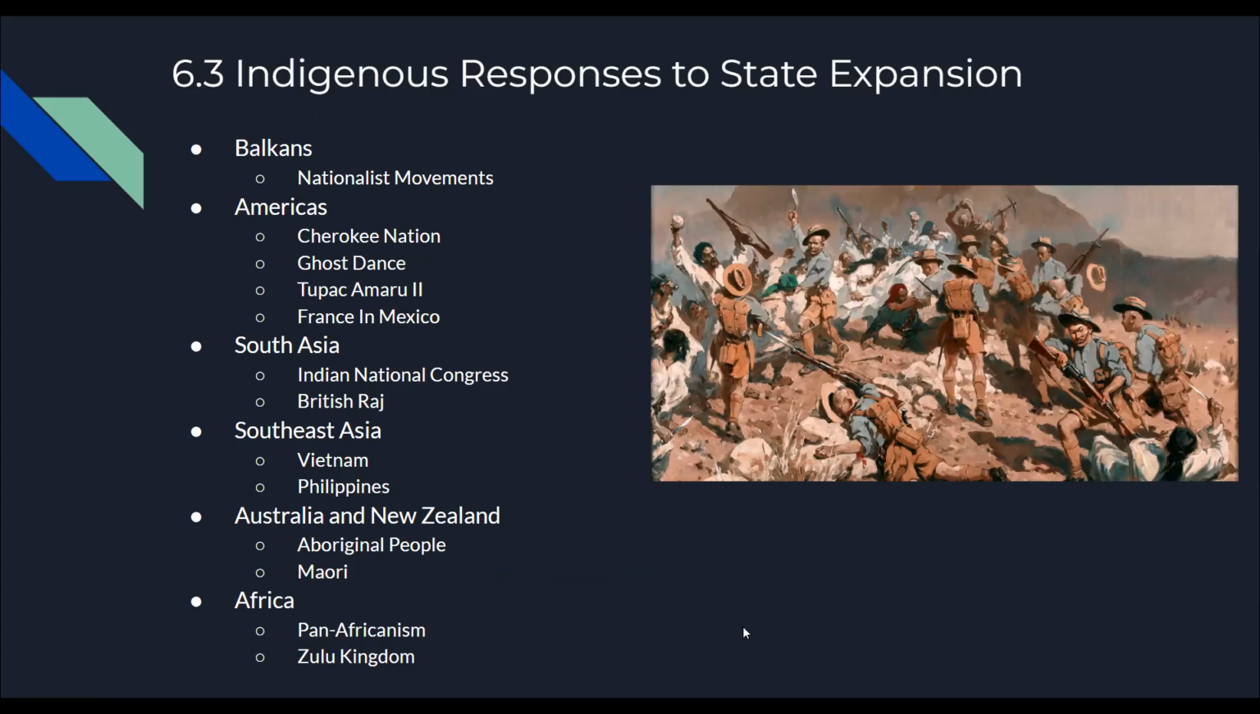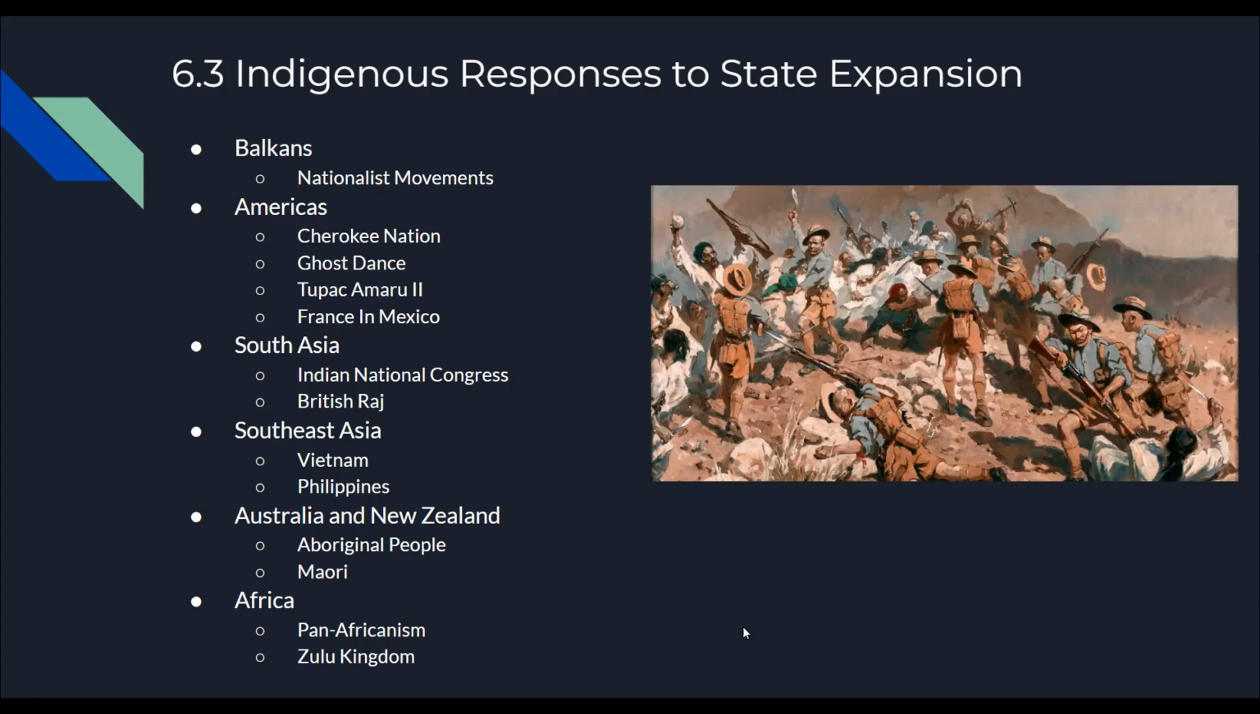So like I talked about in Unit 5, the Balkans had a rise in nationalism. And these movements continued on, and it led to independence in many of those countries, such as Greece and Serbia. And in the United States and most of the Americas, you had a lot of resistance against imperialism and aggression against those territories.